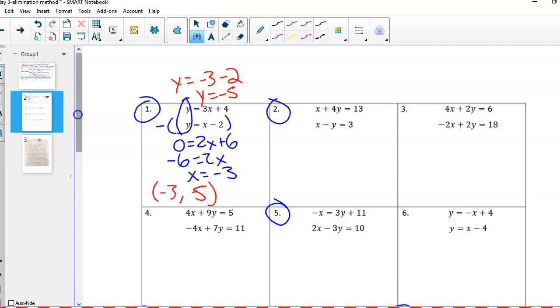So negative 3, negative 5 is your answer. Wait. How'd you get rid of the 3 then? Oh wait, no you didn't.